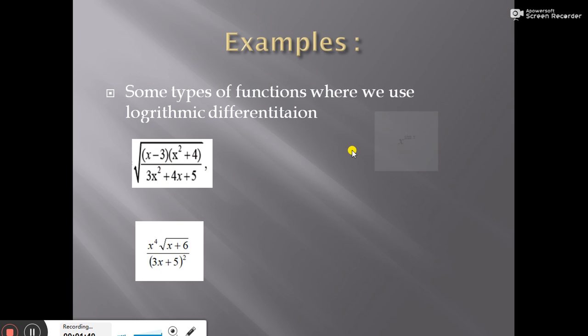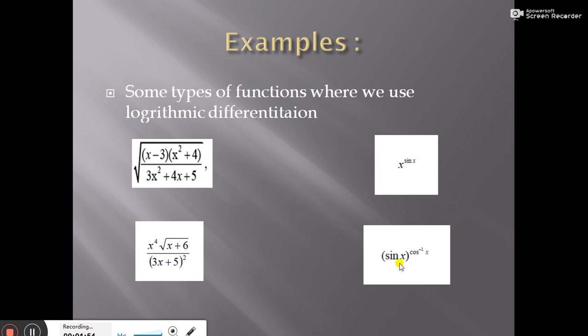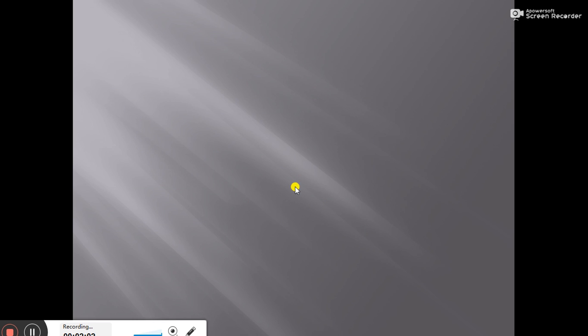And the second one, that means function raised to the power function, for example x raised to the power sin x. Here the base is an algebraic function and the power is a trigonometric function. Another example is sin x raised to the power cos inverse x. In these types of functions we have to use logarithmic differentiation.